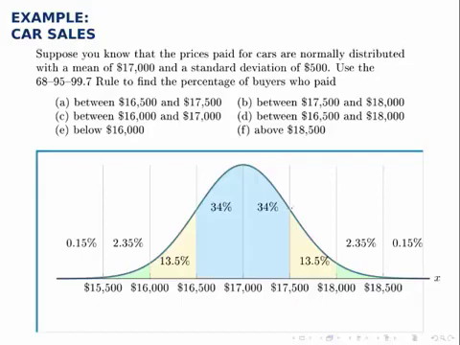Notice that the empirical rule tells us that 68% of the data falls within 1 standard deviation of the mean. Since everything is symmetric, each half of that holds half of that 68%, and that's where those 34% numbers came from. Then I know that within 2 standard deviations of the mean, I have 95% of the data.